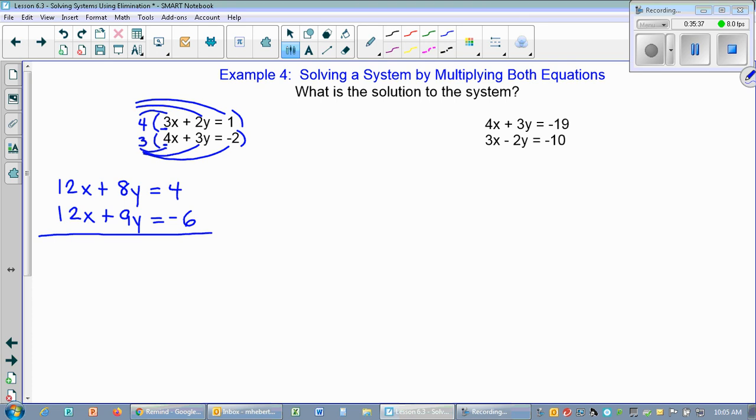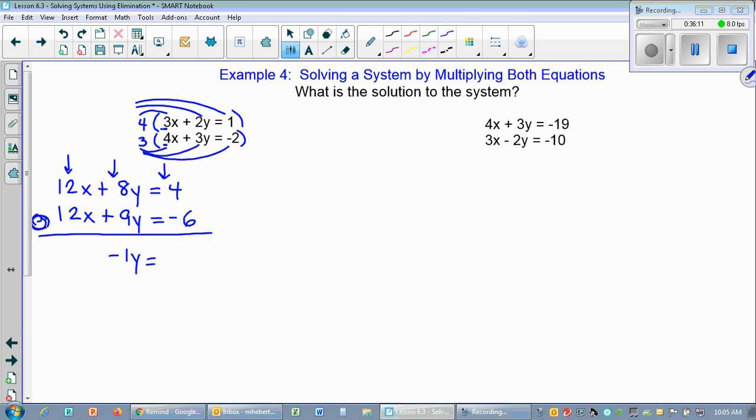So now we've met the qualification for both methods. The first one, they have the same coefficient of 12. The second qualification, remember, if they have different signs, we add. If they have the same sign, we subtract. So since they have the same sign, they're both positive 12, we will subtract. We will subtract all 3 columns. So 12 minus 12 is 0. 8 minus 9 is a negative 1y.